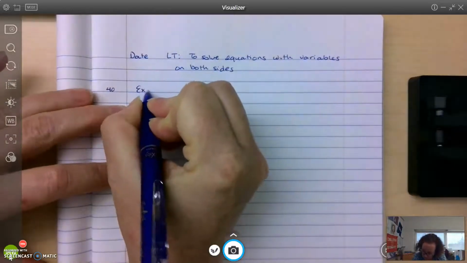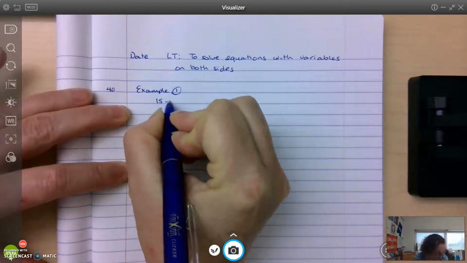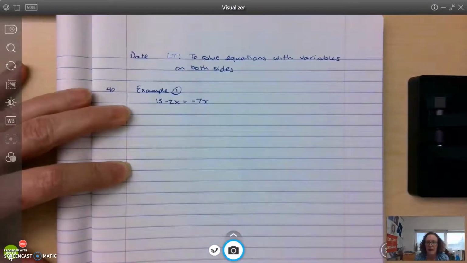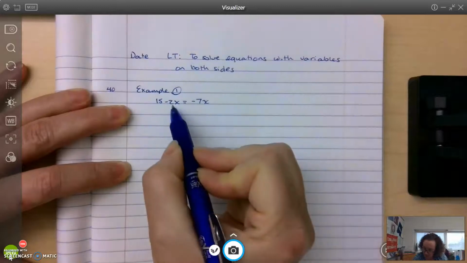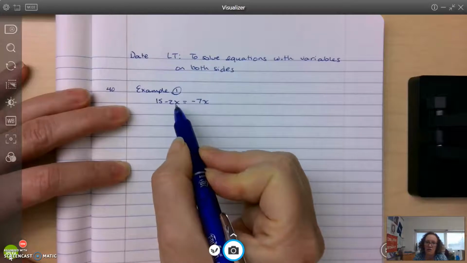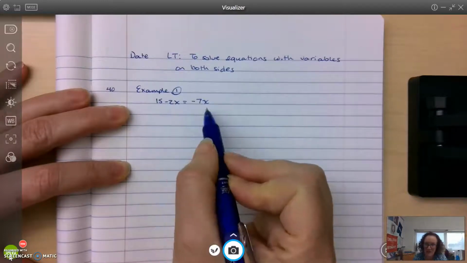Our first example is 15 minus 2x equals negative 7x. And you remember yesterday we were talking about one of the first things that we wanted to do was to combine like terms. So this is really where we want to combine like terms, but they're not on the same side of the equation, so we can't just combine them. But we can use the properties of equality to combine them onto the same side.